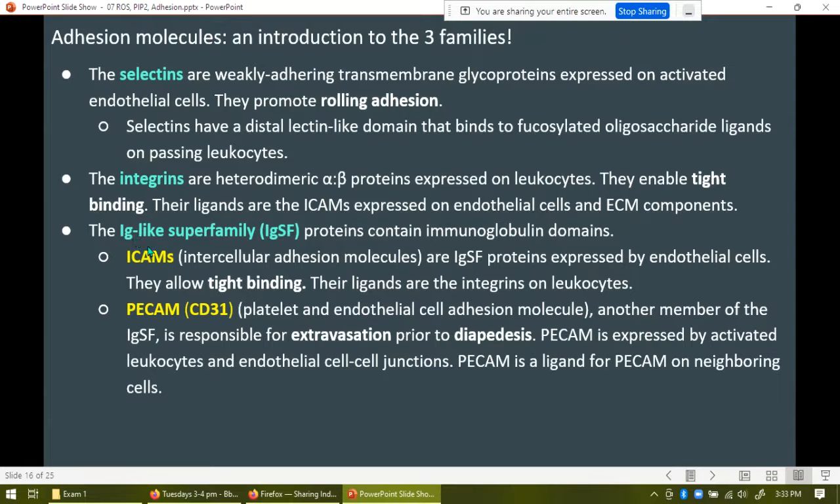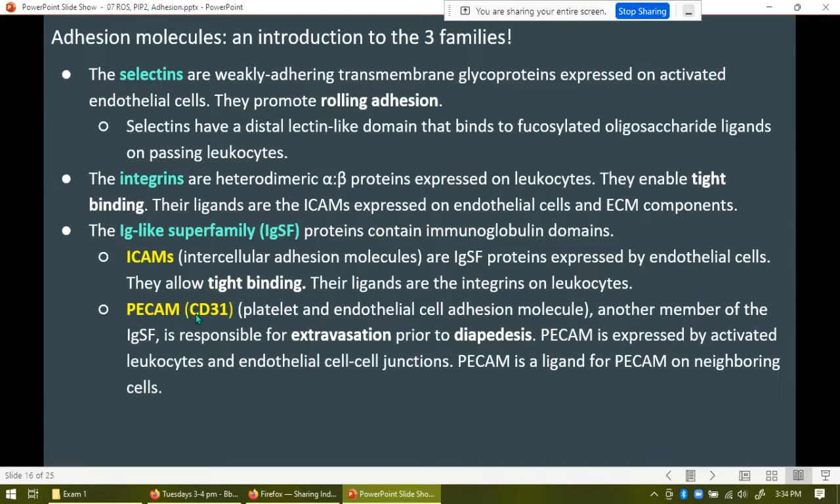Third, you have the immunoglobulin-like superfamily proteins. They contain immunoglobulin domains that you will also see in antibodies. Immunoglobulin domains are also seen in MHC, and they're seen in the T cell receptor. So immunoglobulin domains are widely conserved. The ICAMs are the intercellular adhesion molecules. That's what ICAM stands for. They're expressed on endothelial cells, and they are in this family. They allow for tight binding. They bind to integrins. So their ligands are integrins.